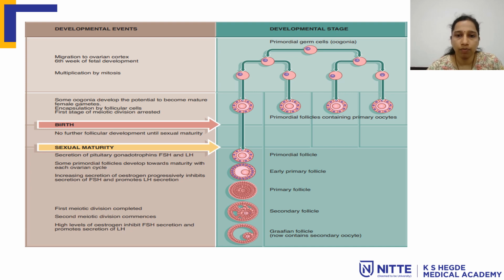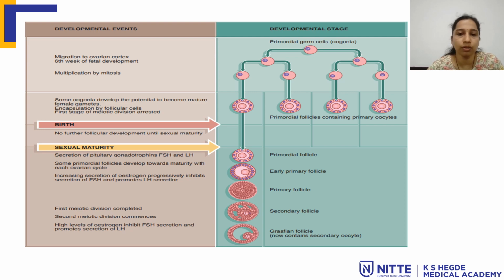These primordial follicles, with increased size of the primary oocyte and increased size of the follicle cells, are called early primary follicles. Once there is a primary follicle, there is secondary follicle formation, where there is still more enlargement of the oocyte and also of the follicle cells. These enlarged follicle cells are called granulosa cells.